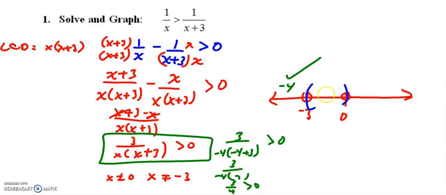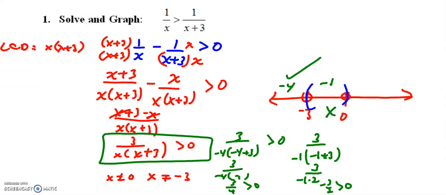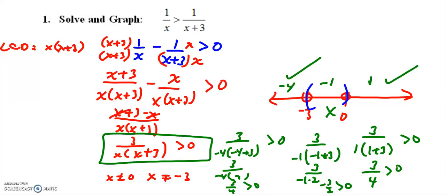A number that we could plug in from the middle would be maybe -1. So if I plug in 3 over -1 times -1 plus 3, that would be 3 over -1 times 2, or -3/2 is greater than 0. That is not true, so this interval does not work. In the third interval, we could pick +1, 3 over 1 times 1 plus 3. How does that relate to 0? So it would be 3 over 4. Is 3/4 greater than 0? It is. So this interval works and this interval works.